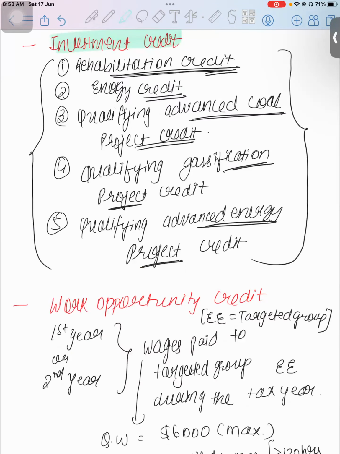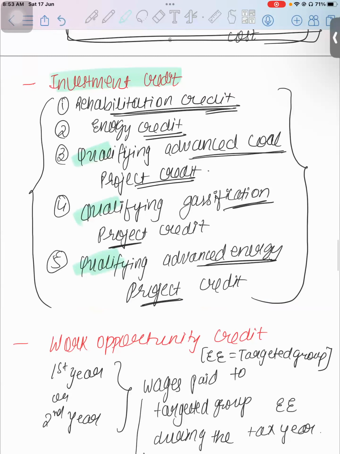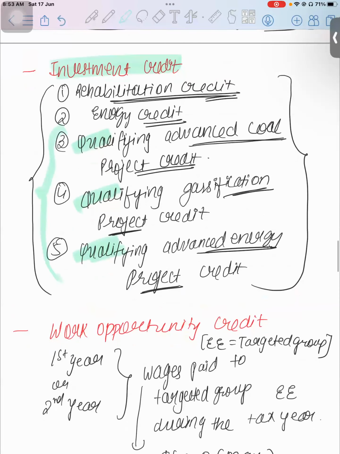Here, just remember the word qualified which is mentioned. They should be backed by the government, mentioned in the list by the government. Just like in India we have government bonds and private sector bonds, in the same way only the government ones will be eligible. Qualifying advanced coal project means they are run by a particular government or a qualified organization recognized by the government. Only if you're investing in these will they be considered a qualifying expense and allowed as an investment credit.